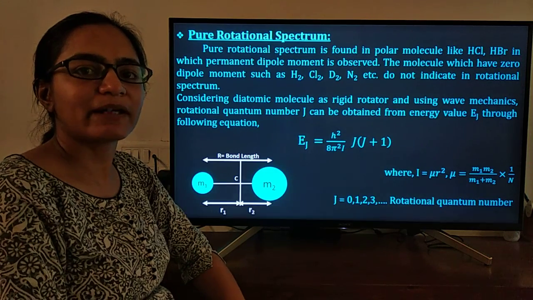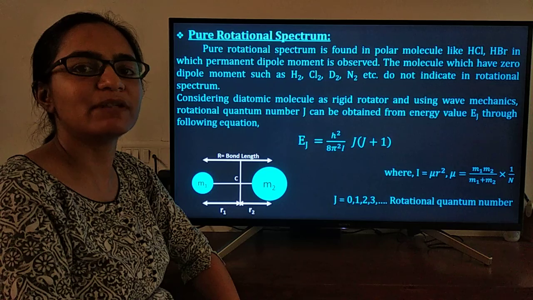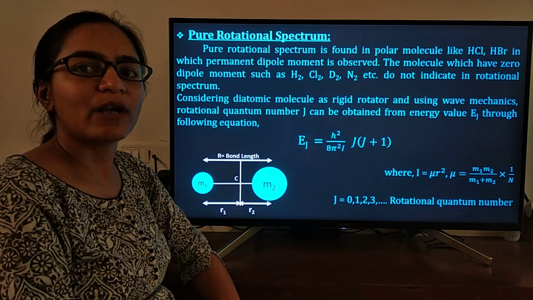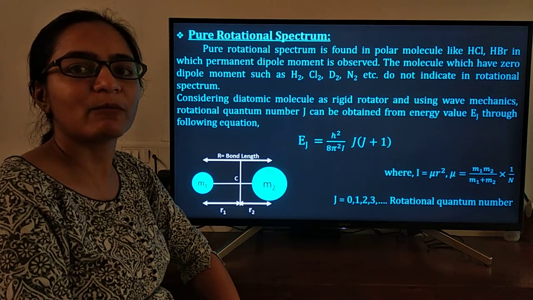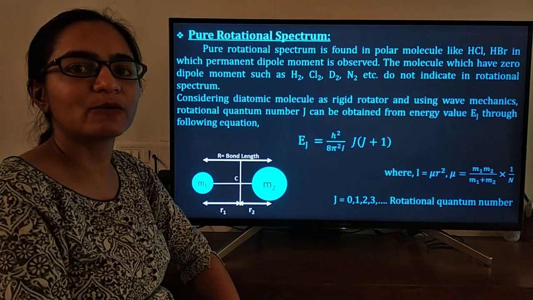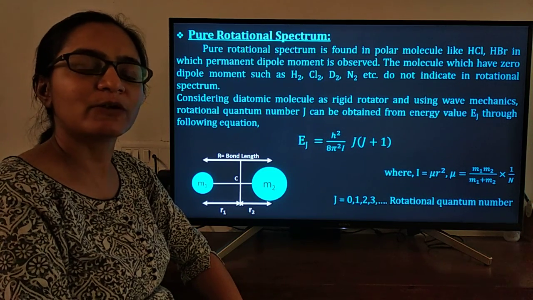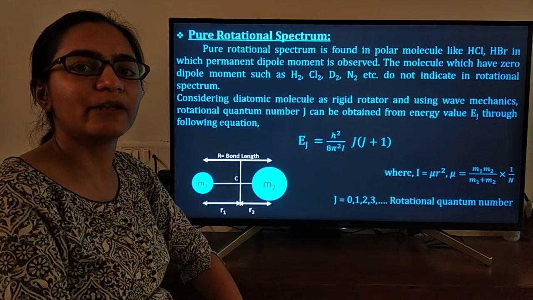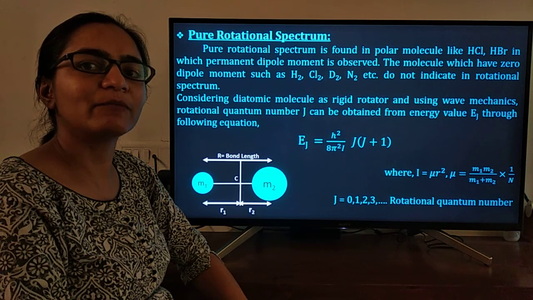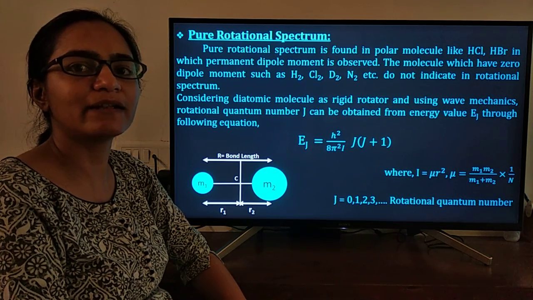Pure rotational spectrum is observed in polar molecules like HCl, HBr, in which a permanent dipole moment is present. Molecules which have zero dipole moment, such as H2, N2, D2, Cl2 etc., do not show a rotational spectrum. Rotational spectrum is obtained due to the change in rotational energy, considering the diatomic molecule as a rigid rotator and using wave mechanics.